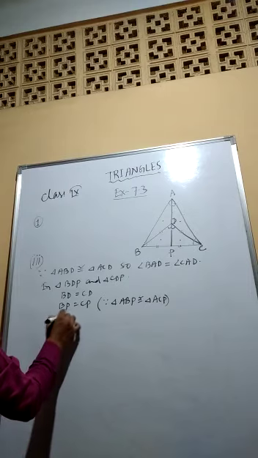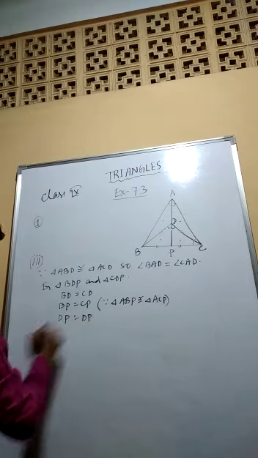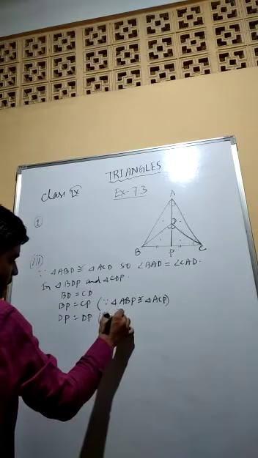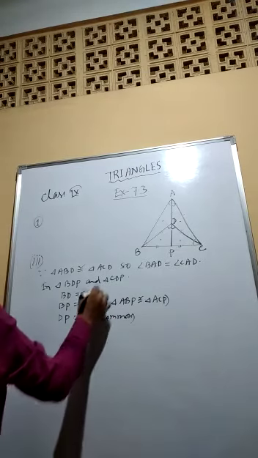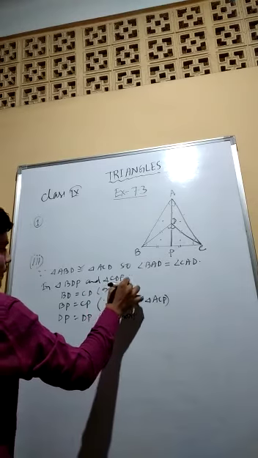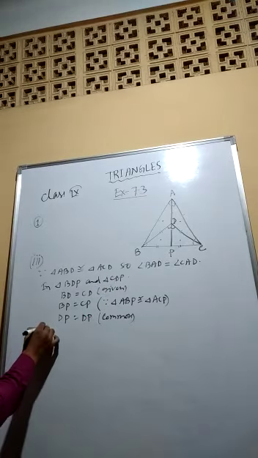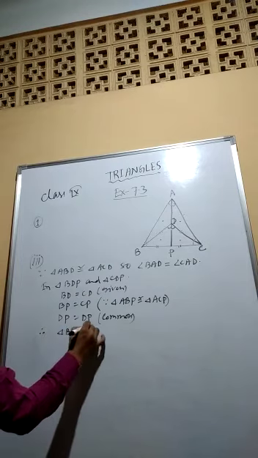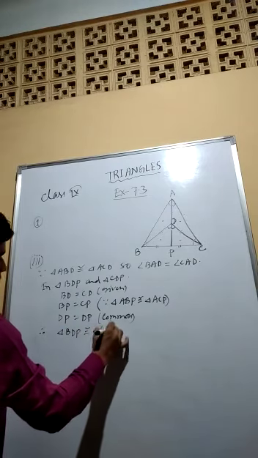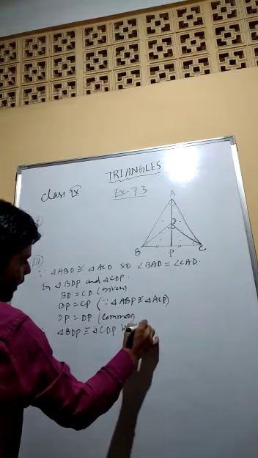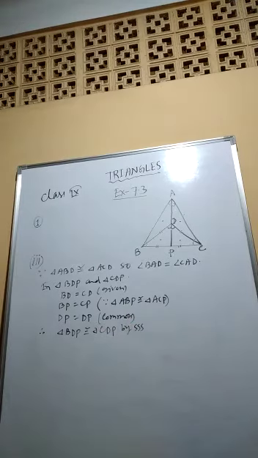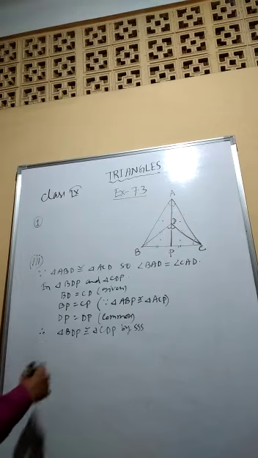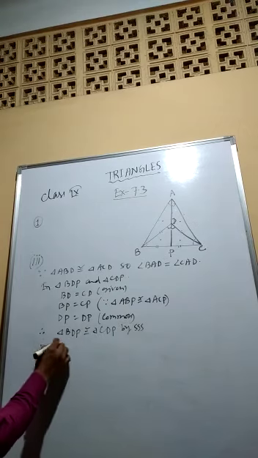And after this, DP equals DP. Okay, this is a common side. This is a common side, and this is given. Again, we have got three conditions. So therefore, triangle BDP is congruent to triangle CDP. By which property? Again by side side side property. Now we have got congruency of two triangles. So again by CPCT.